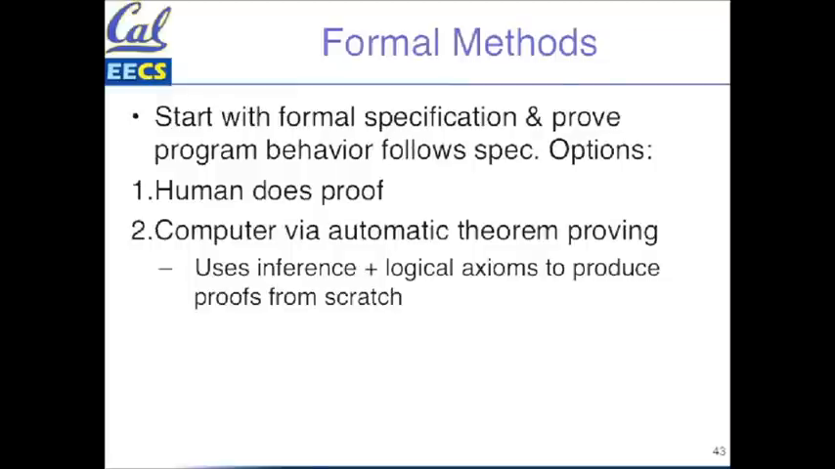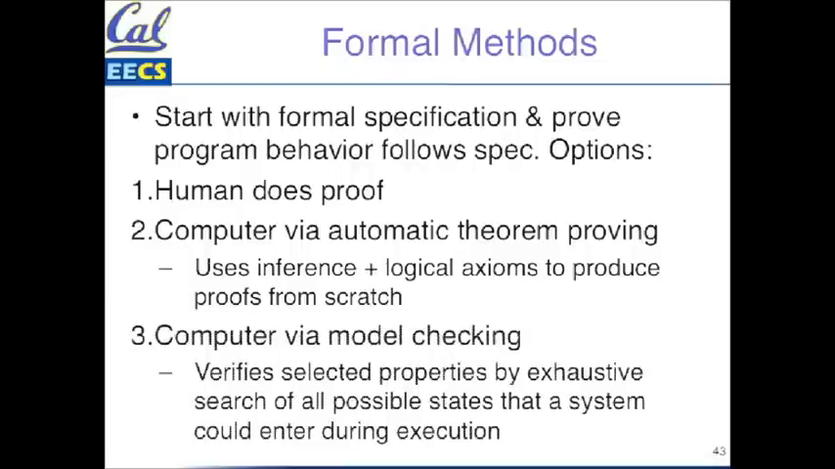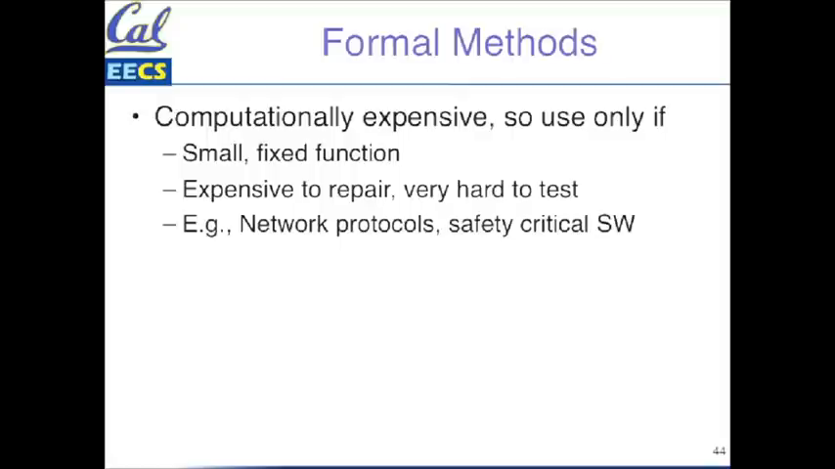There's two approaches to do it by computer. One is automatic theorem proving. You can use the spec and the code and be able to get theorems that you would have to prove. You do that from scratch. And the other approach that's more popular recently is called model checking, where you're looking for some features: you search all possible executions for just a limited set of features. And that's computer model checking. So people do use this, but it's really expensive to do.